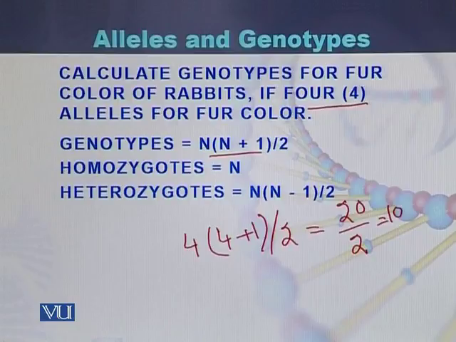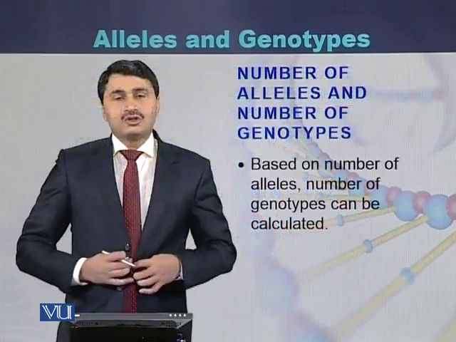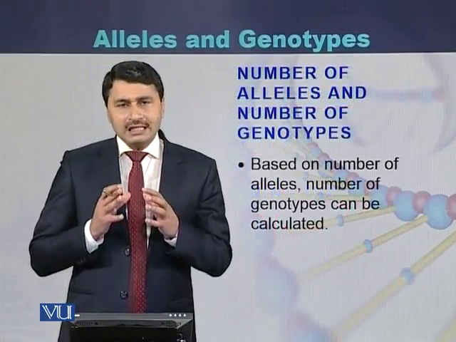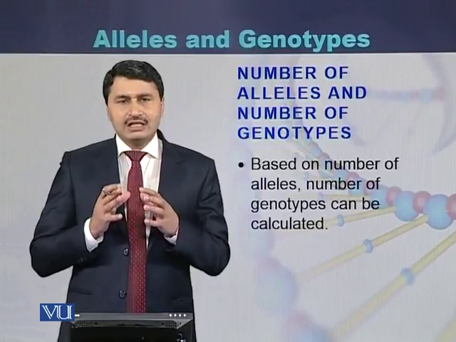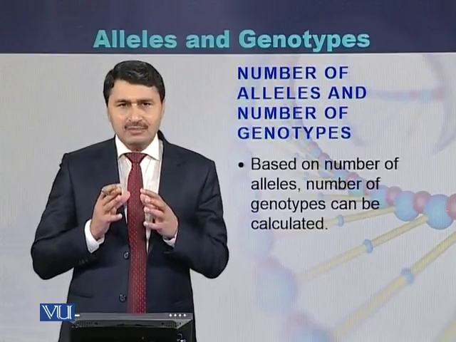So if an individual or a gene has 4 alleles, by using this formula, we can calculate how many genotypes can be produced if there are 4 alleles. So based on the alleles, we can calculate how many genotypes will be produced.